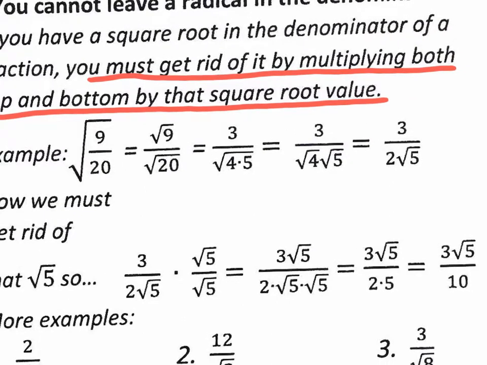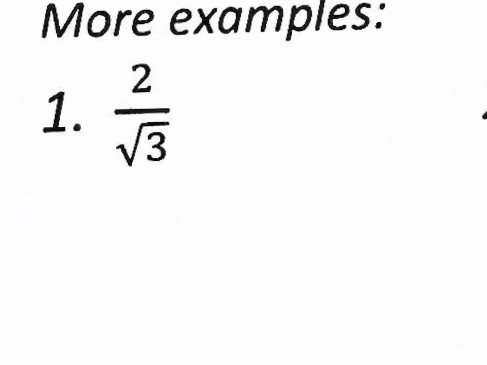Okay? So this was all one problem. This problem has all of this work. Here's the final answer, 3 square root of 5 over 10. Again, the main idea here is you cannot have a radical in the denominator. You could have it in the numerator, but you can't have it in the denominator. So let's do some more examples.